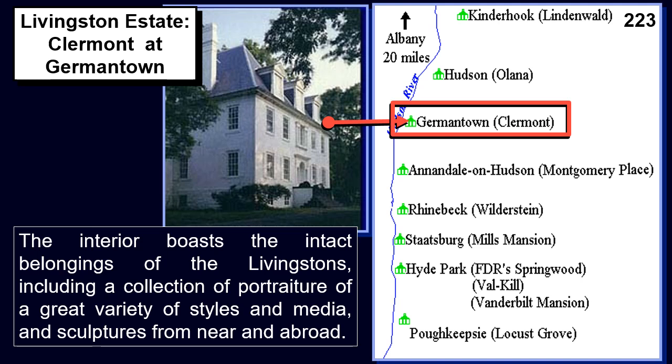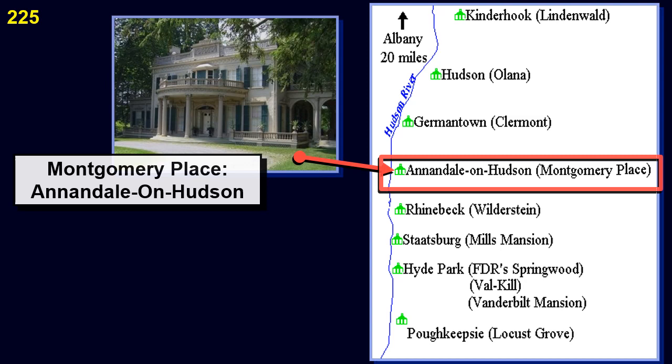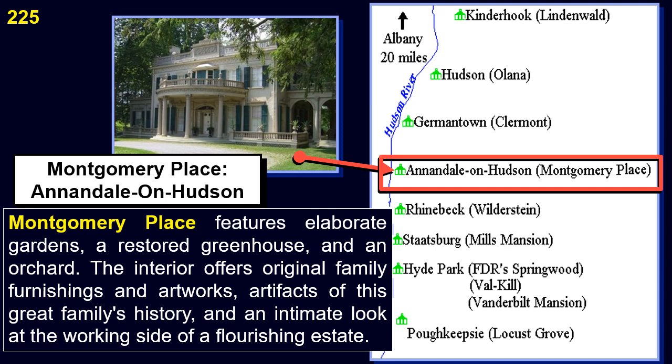Montgomery Place, Annandale on Hudson, was established from 1804 to 1805 by Janet Livingston Montgomery, widow of Revolutionary War hero General Richard Montgomery and descendant of the legendary Livingston family. Montgomery Place features elaborate gardens, a restored greenhouse, and an orchard. The interior offers original family furnishings and artworks, artifacts of this great family's history, and an intimate look at the working side of a flourishing estate.